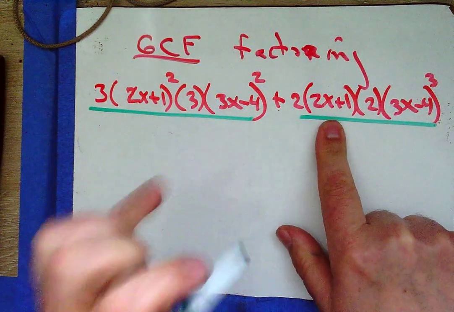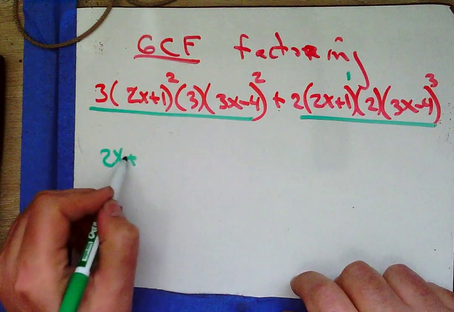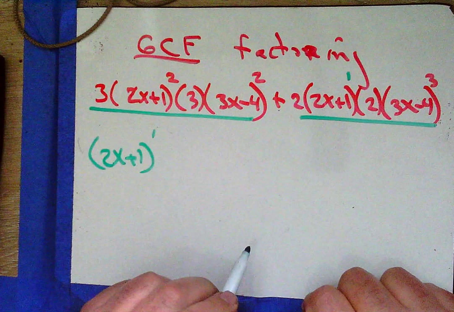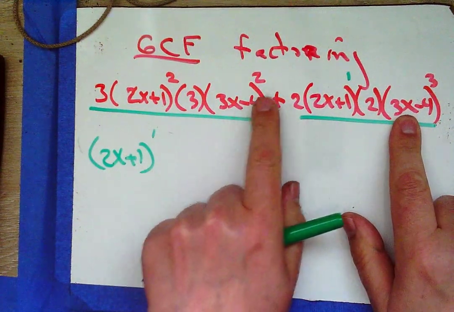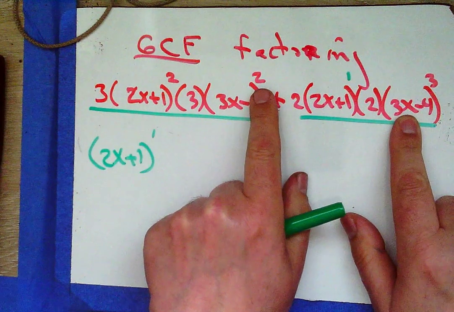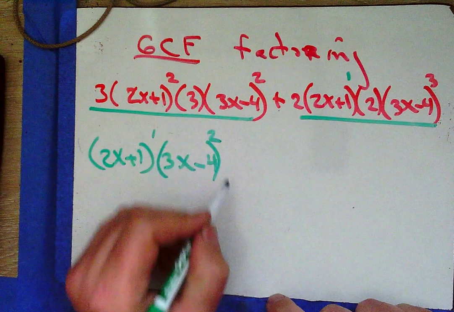And remember, I always take out the smallest power. So I'm going to take out 2x plus 1 to the first. And then I also notice that we have 3x minus 4's in both of them, but now the smallest power is 2. So I'm going to take out a 3x minus 4 squared.